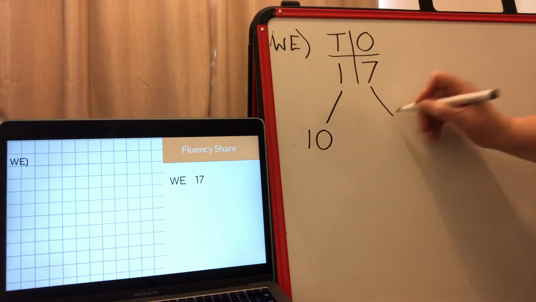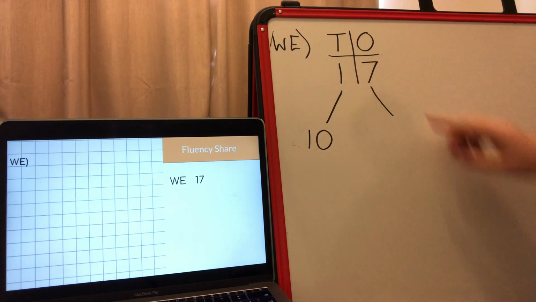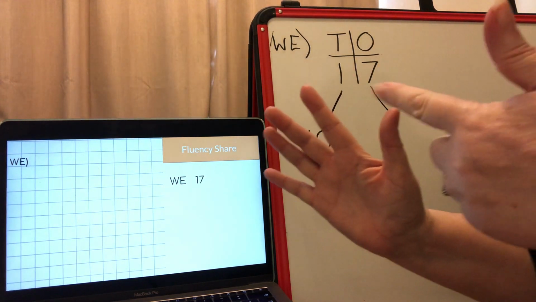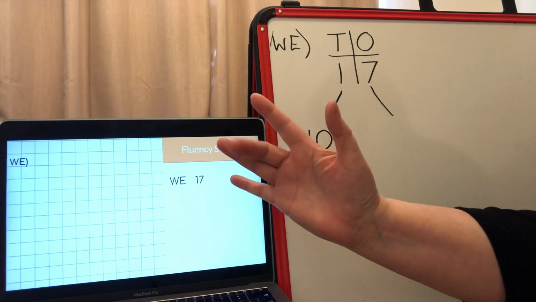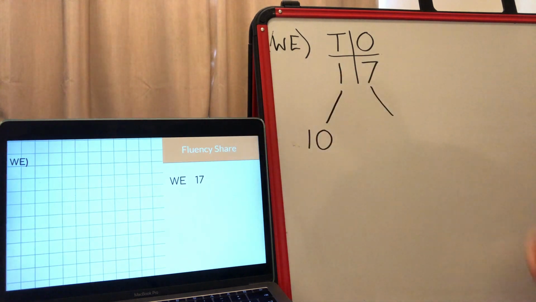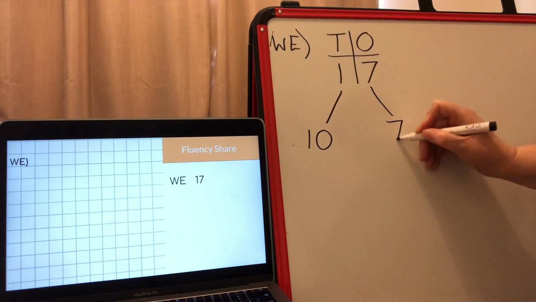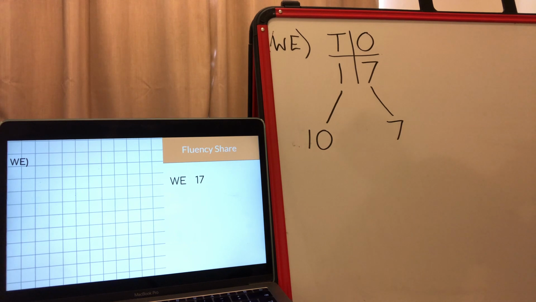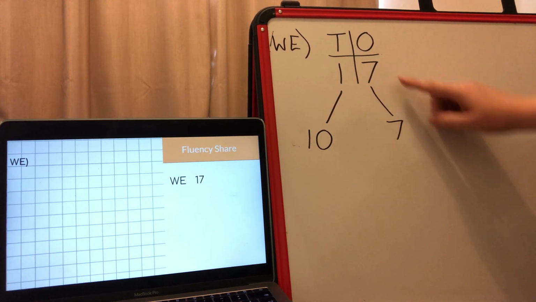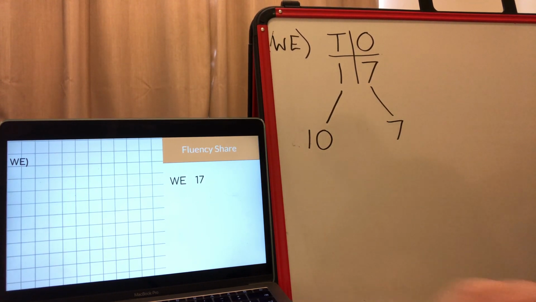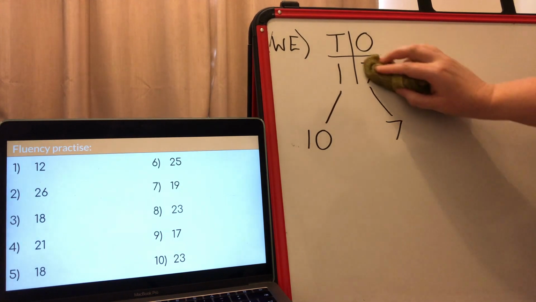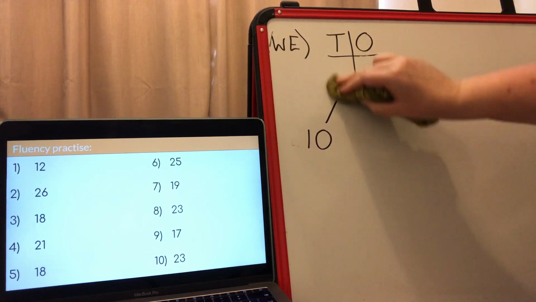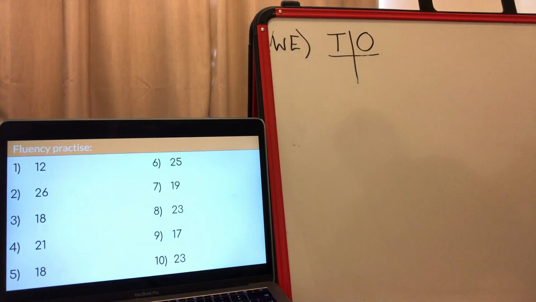Then a line coming this way from the 7. What's the value of 7 ones? Let's get 7 fingers ready. 1, 2, 3, 4, 5, 6, 7. There you go. So 17, the 1 has a value of 10 and the 7 has a value of 7. So here's some for you to have a go at. You're going to need to make yourself a tens and ones grid for every single question. Okay, have a go.